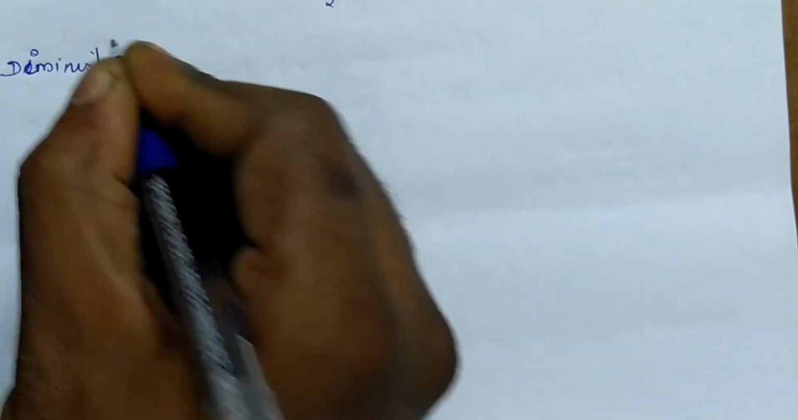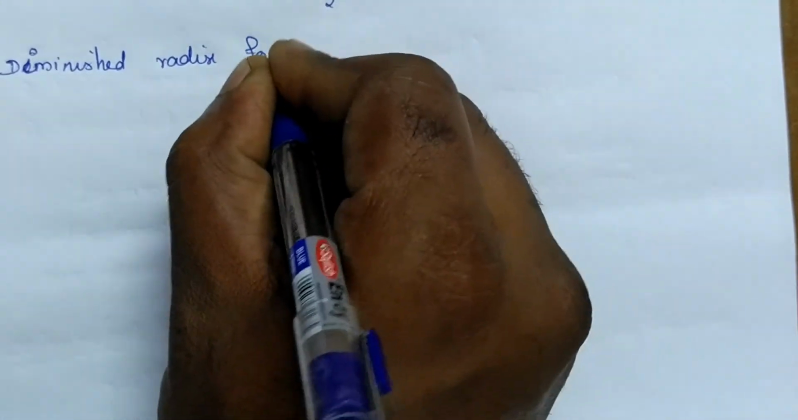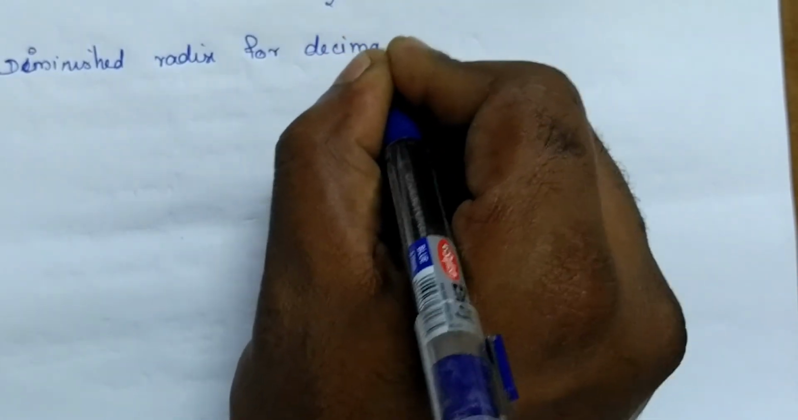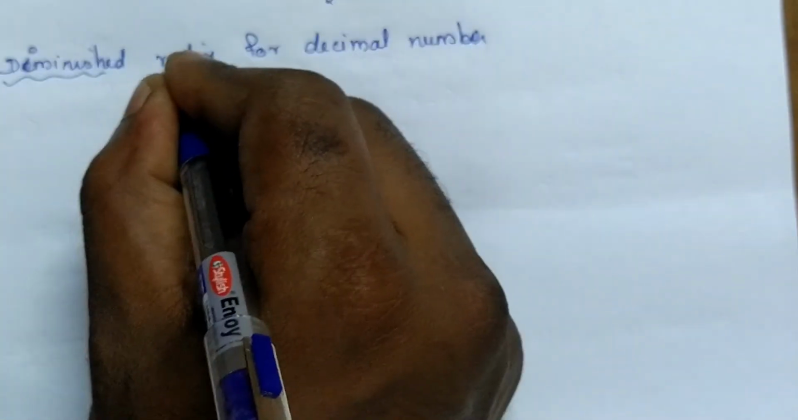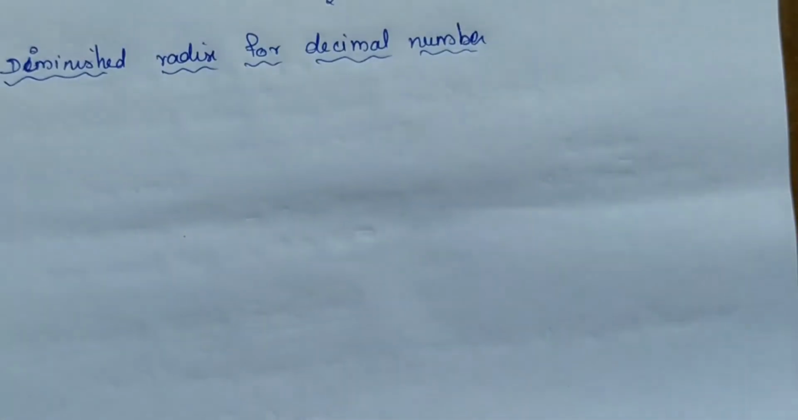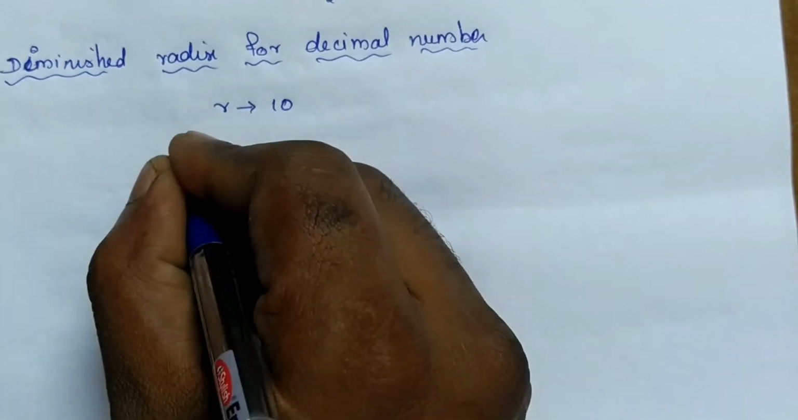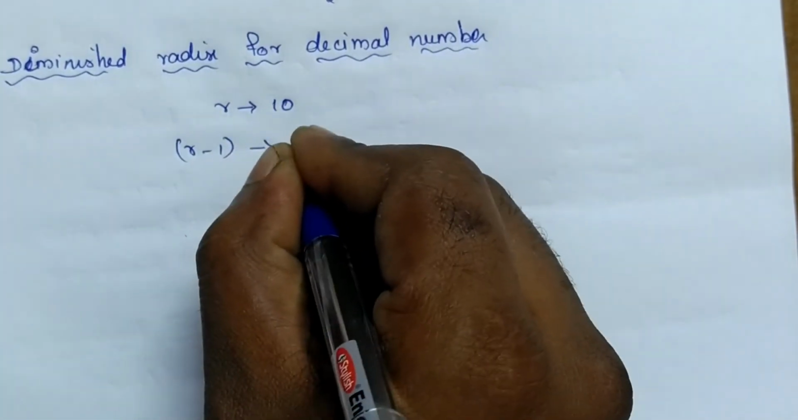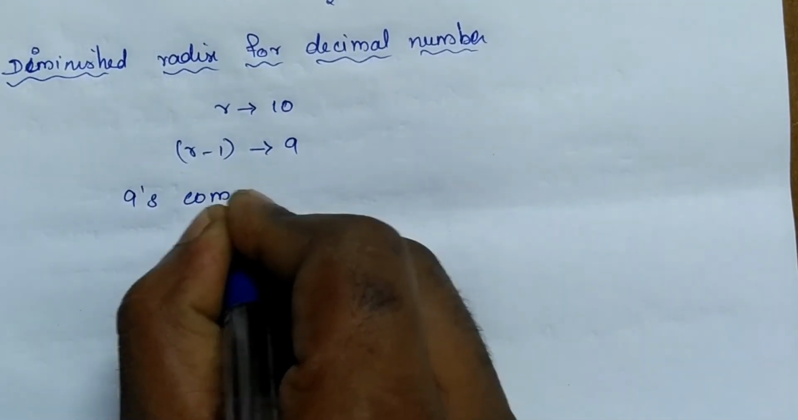Next we are going for decimal, diminished radix complement for a decimal number. So for decimal, the R value, that means the base, is 10. Therefore, R minus 1 is equal to 9. Therefore, here we need to find the 9's complement.